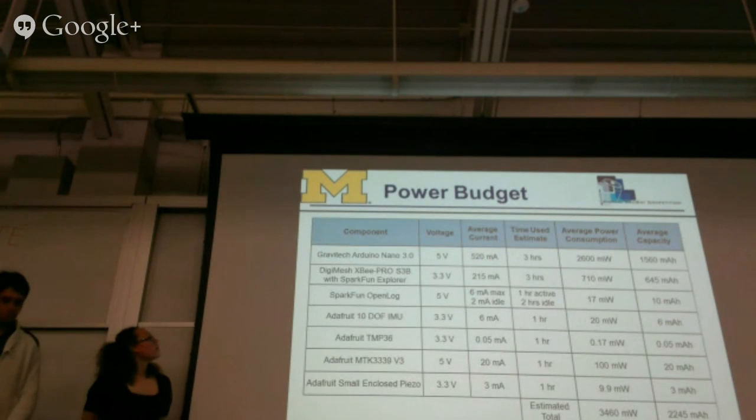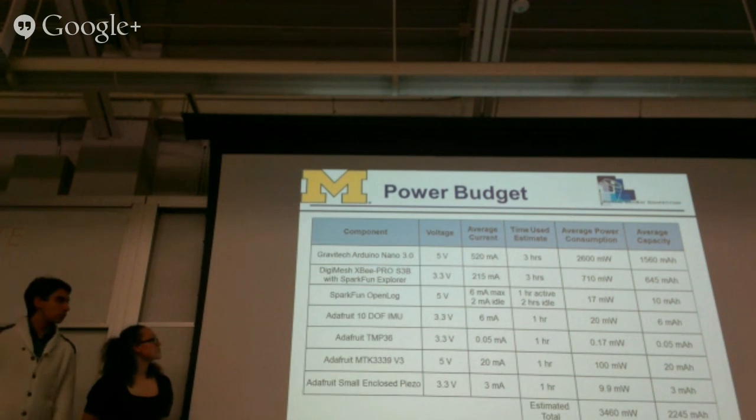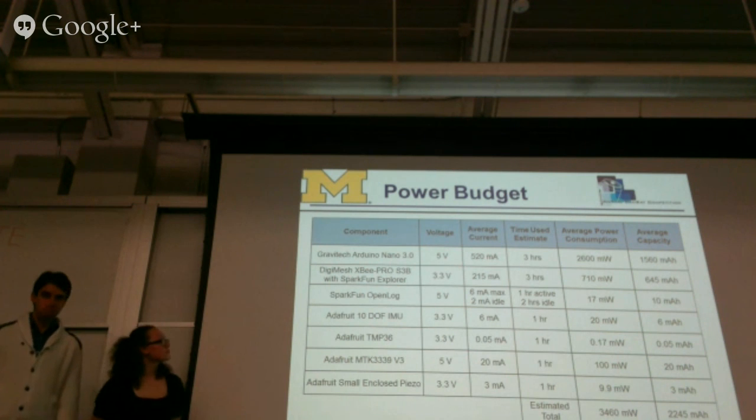This is the power budget, where I calculated the power consumption that each component will drain. And these are estimated numbers. We still have to build the CanSat and do a lot of testing to make sure the power is supplied. And the camera's not included because it has a separate battery and charger.